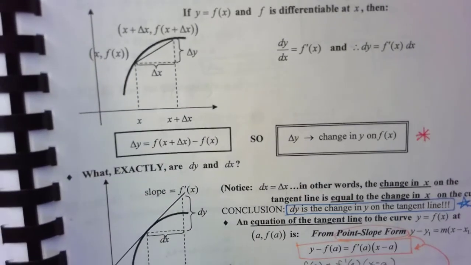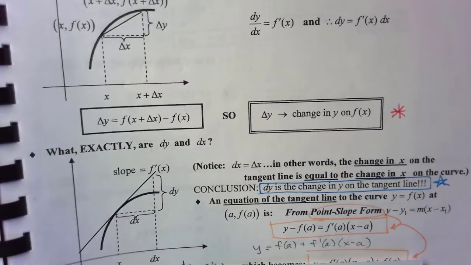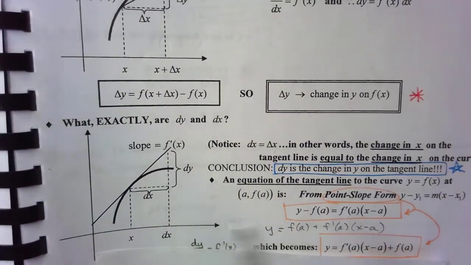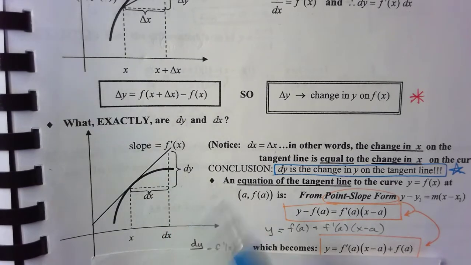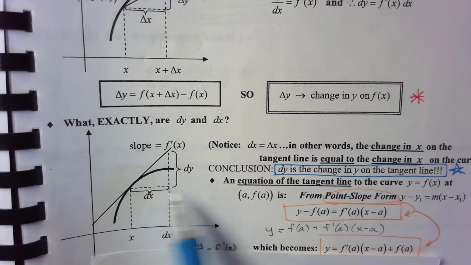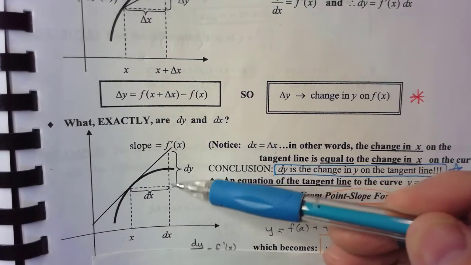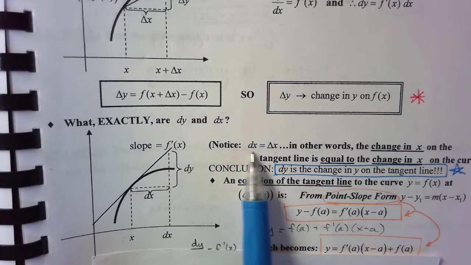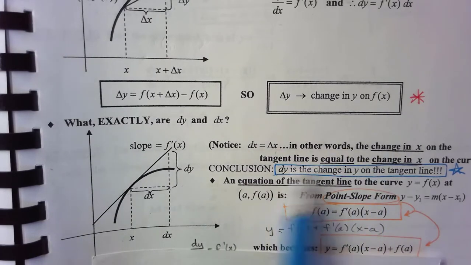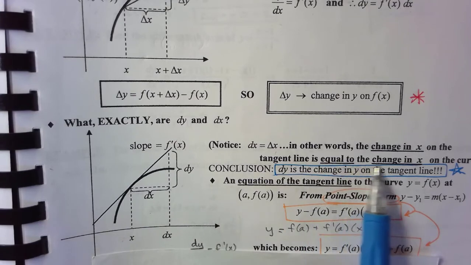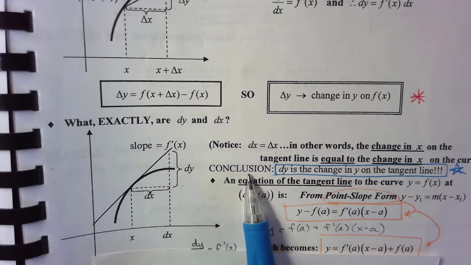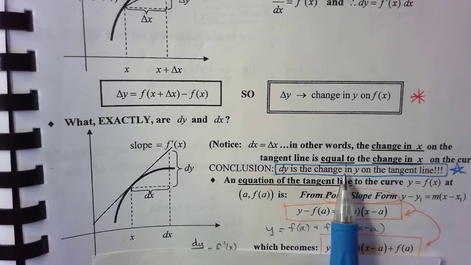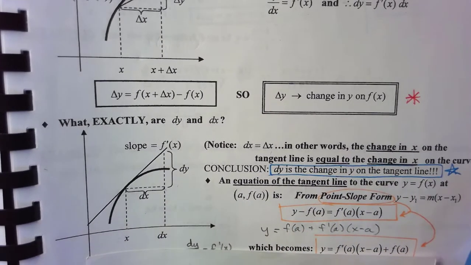Let's look at this picture again in a slightly different way. Once again, here's my curve. And notice that when I go from here to here, my change in x, that's what that length is. And here's my change in y, but these are on the tangent line. So notice dx is delta x. In other words, the change in x on the tangent line is equal to the change in x on the curve. Conclusion: dy is the change in y on the tangent line.